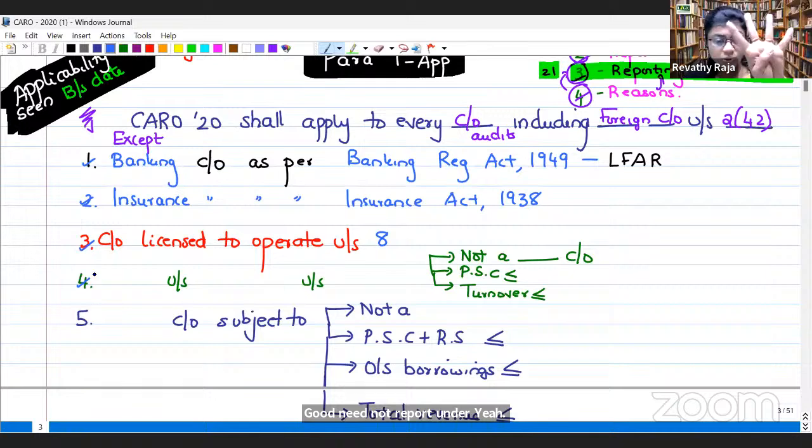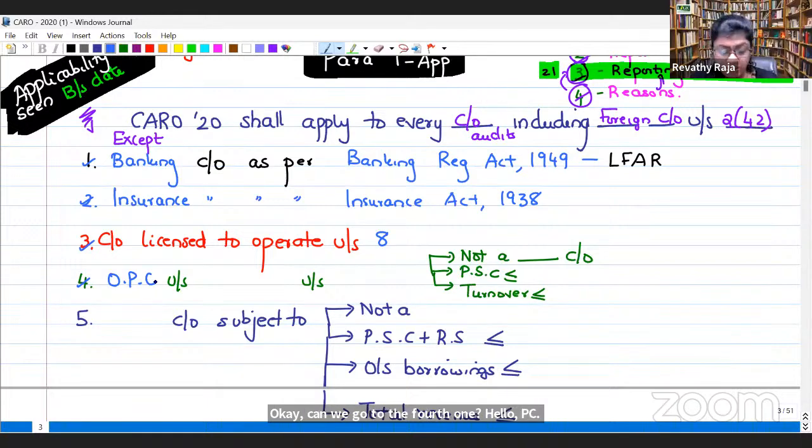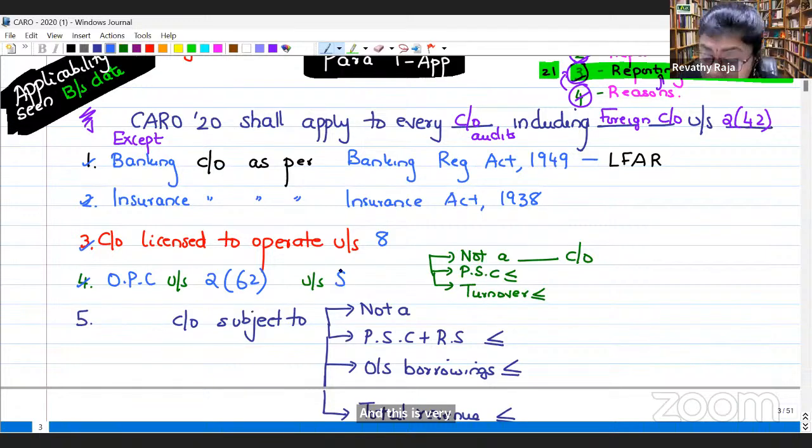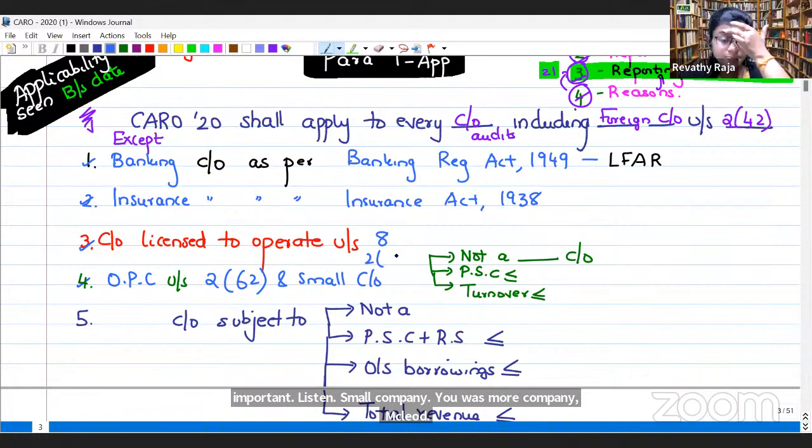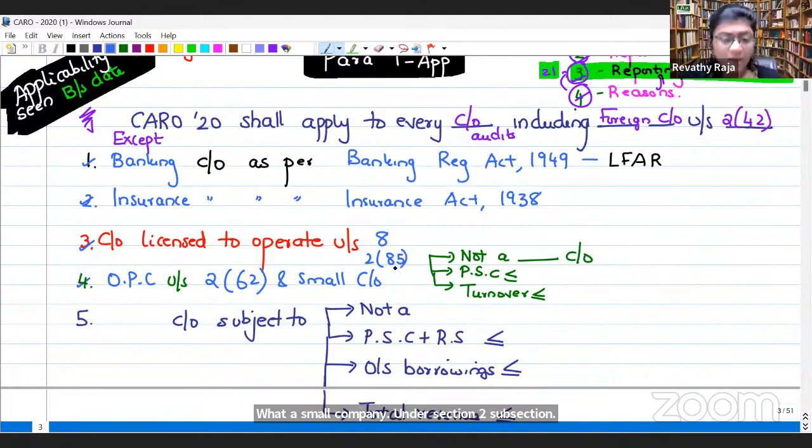Okay. Can we go to the fourth one? OPC, one-person company, under section 2 subsection 62 of the Companies Act. And this is very important. Listen, small company. What is a small company? Under section 2 subsection 85. Can we pause for 1 minute there? Can you say the definition of small company?